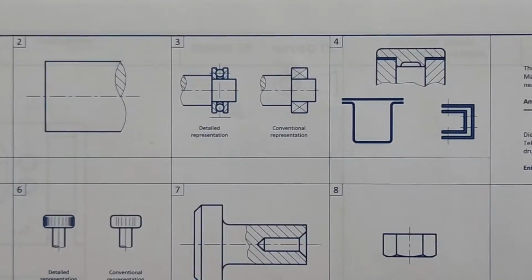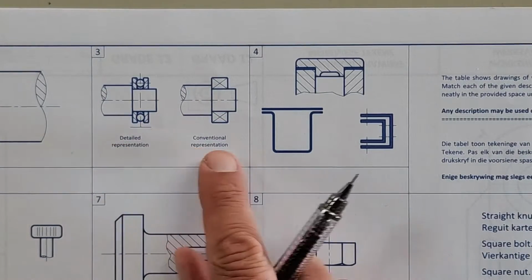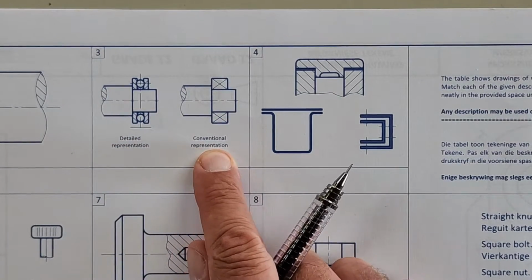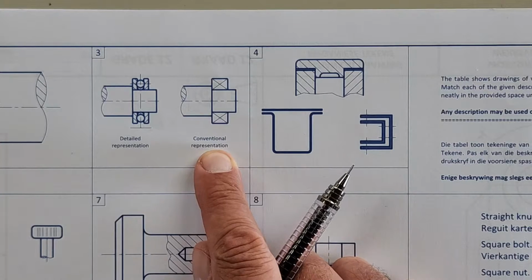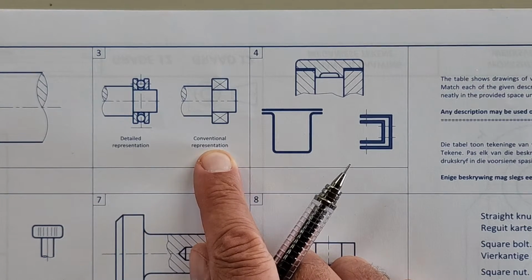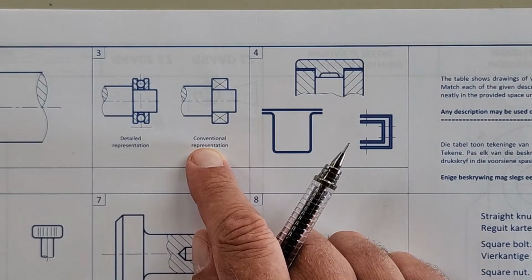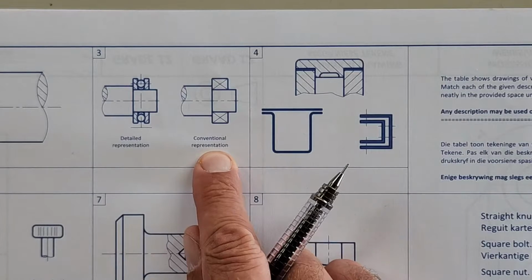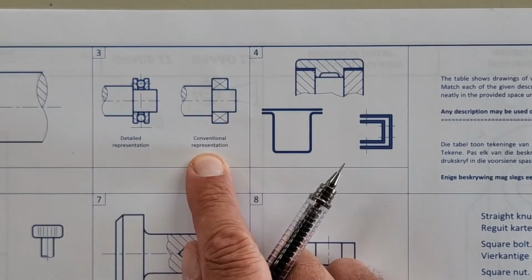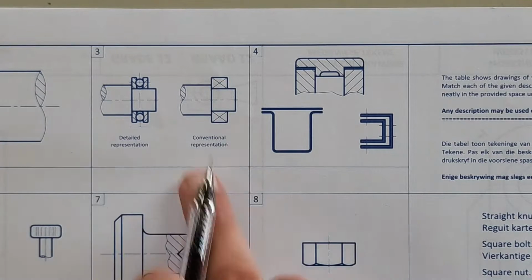Then number 3, if we move on to 3 and 4, there's two views here. We've got a detailed representation and a conventional representation. You know what it is. Yes, Afrikaans, laar, English, bearing. If you guys have skateboards, that's the bearing that goes into that wheel there. Detailed representation, conventional representation of a bearing. In Afrikaans is dit 'n laar. Daar kan jy die lare sien wat die wrywing verminder.